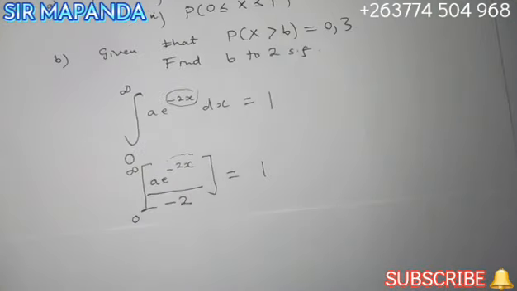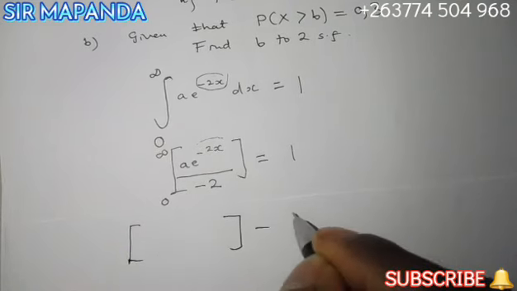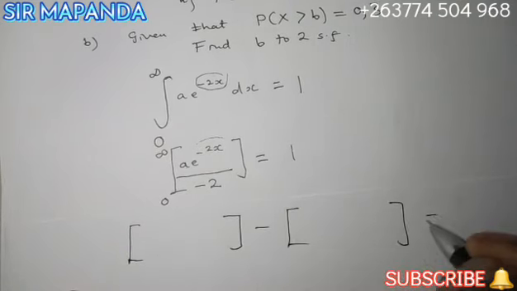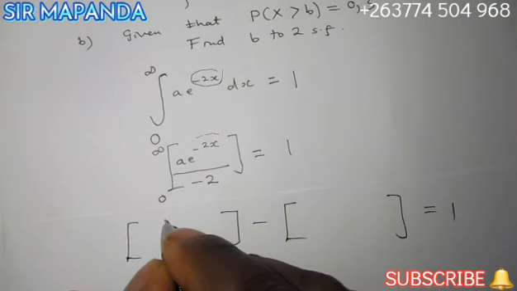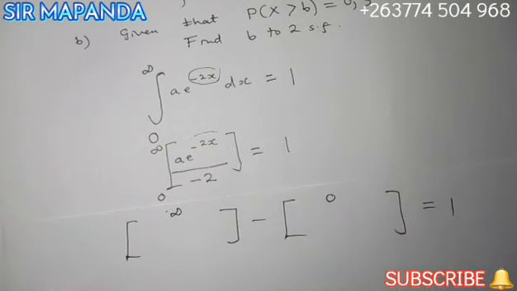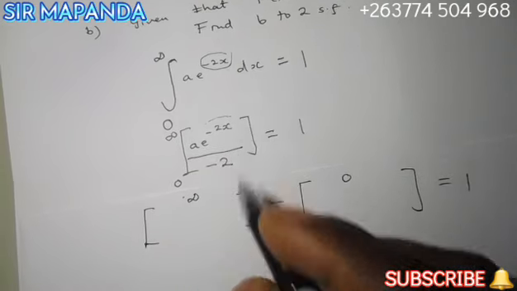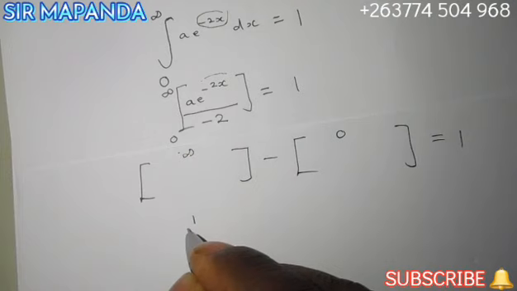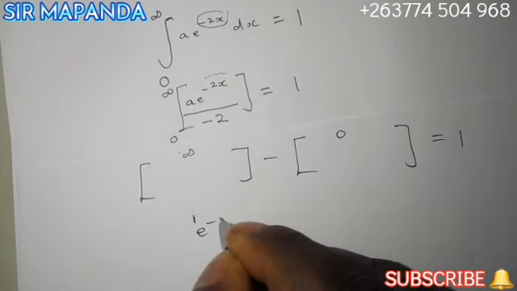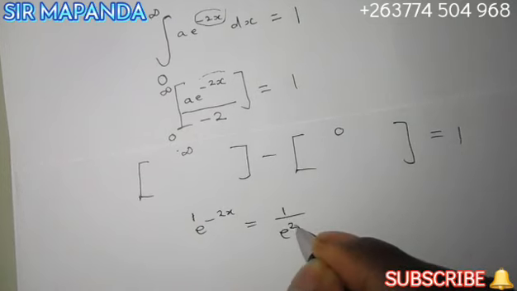Right, so to simplify, it's now bracket minus bracket equals 1. In the first bracket you substitute infinity, then in the second bracket you substitute 0. Right, so if you substitute infinity on e to the power of minus 2x, I want you to notice that e to the power of minus 2x is as good as 1 over e to the power of 2x.